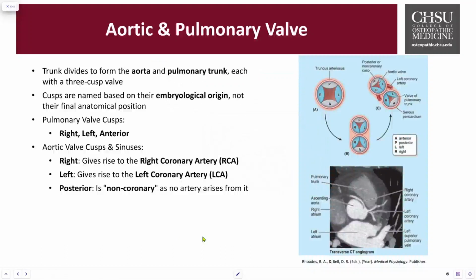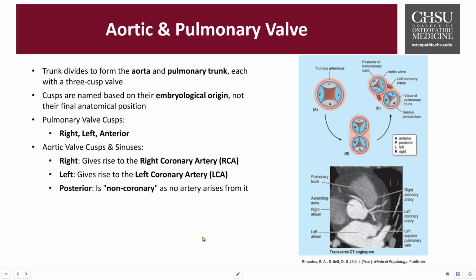Moving on to the semilunar valves, the aortic and pulmonary valves. The single outward tract, or the truncus arteriosus, divides to form the aorta and the pulmonary trunk. In each divides a valve with 3 cusps. Importantly, these cusps are named based on their embryological origin and not necessarily their final adult anatomical position.